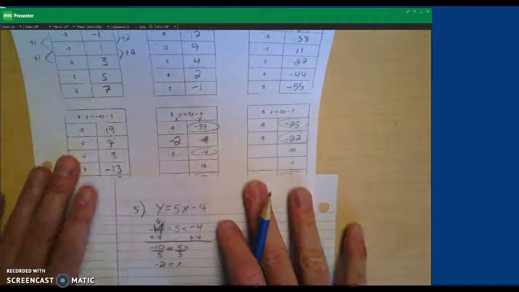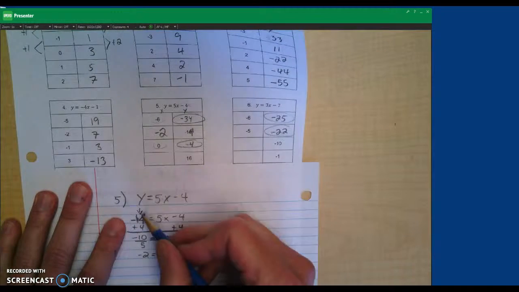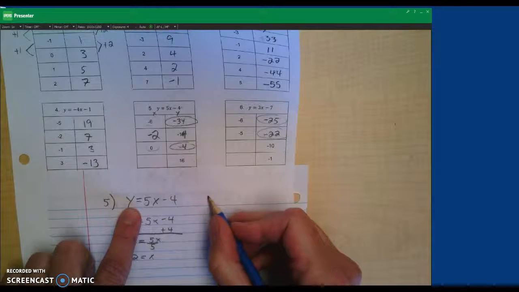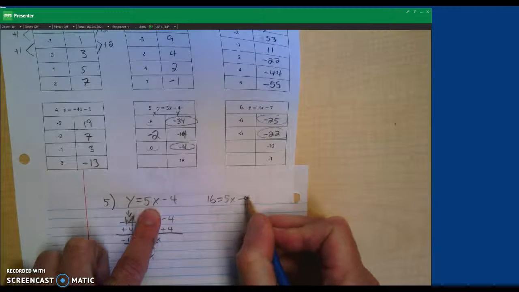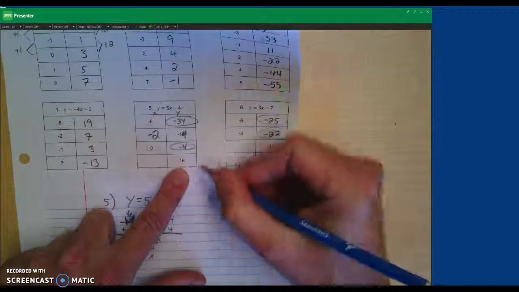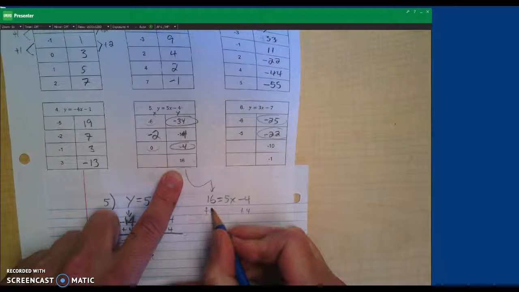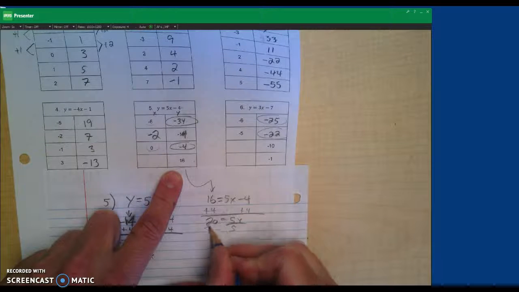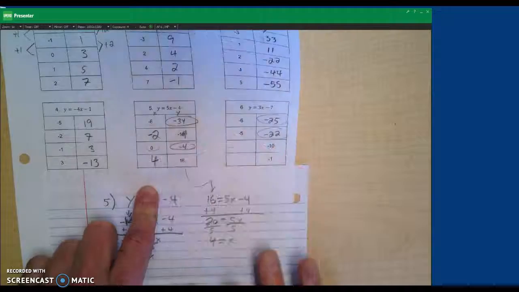I'll do one more with you. Do number 5 when we plug in 16. So again, you're going to drop in the y value. So instead of y, you write 16 equals 5x minus 4. I'm plugging in this y value right here. Then you just add 4 and divide by 5. So 20 equals 5x, divide by 5, x equals 4. And that's where that comes from.